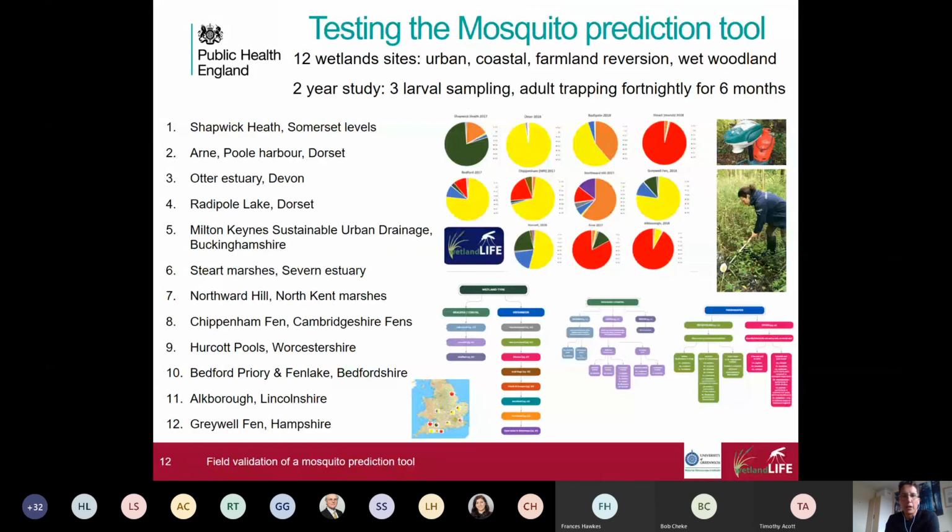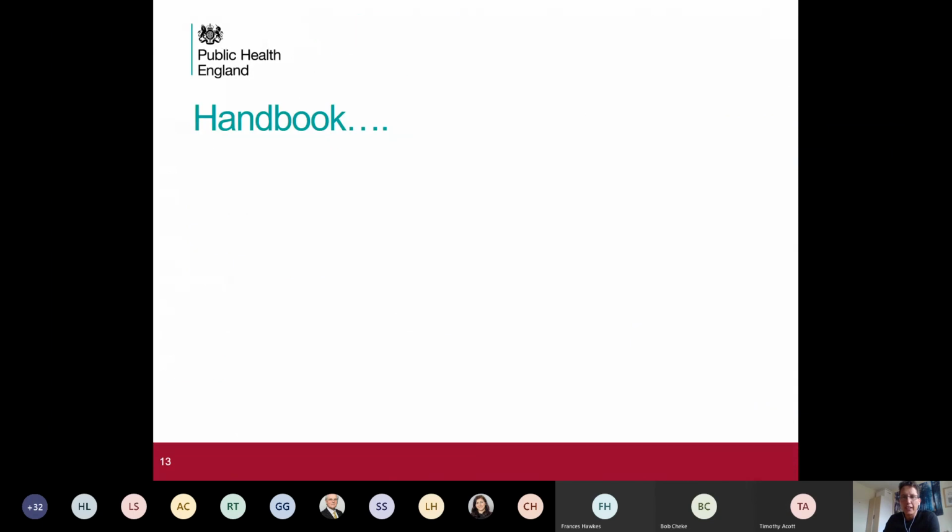Just to finish my bit off, these are the 12 wetland sites that we worked at that Tim mentioned previously, and we're very grateful to them for allowing us to run traps there. In fact, many of them had been running traps prior to the project and continue to do so now. This gives us really important information on mosquito numbers and has enabled us to develop this handbook. From there, you can see a few images of the mosquito prediction tool as well, which Francis will talk about. So I will sign off and hand over to Francis.